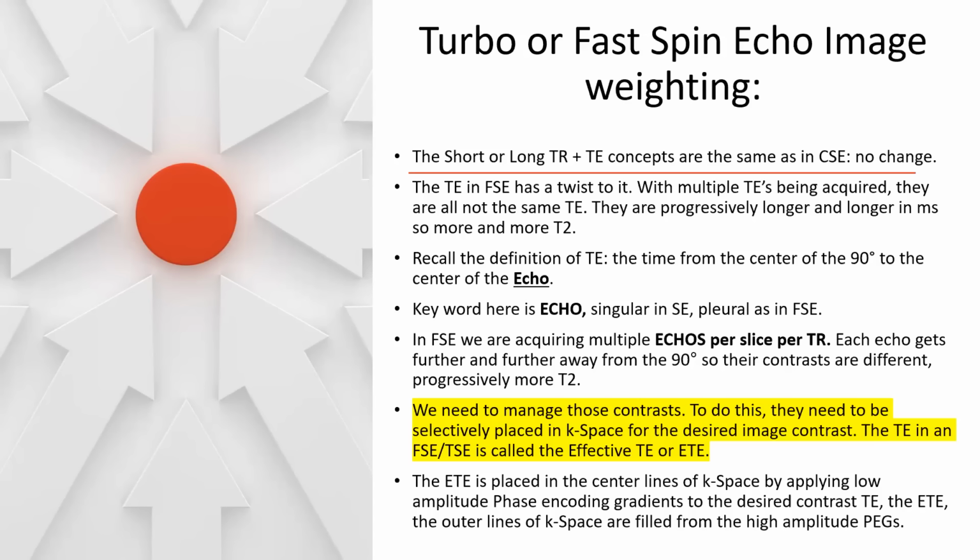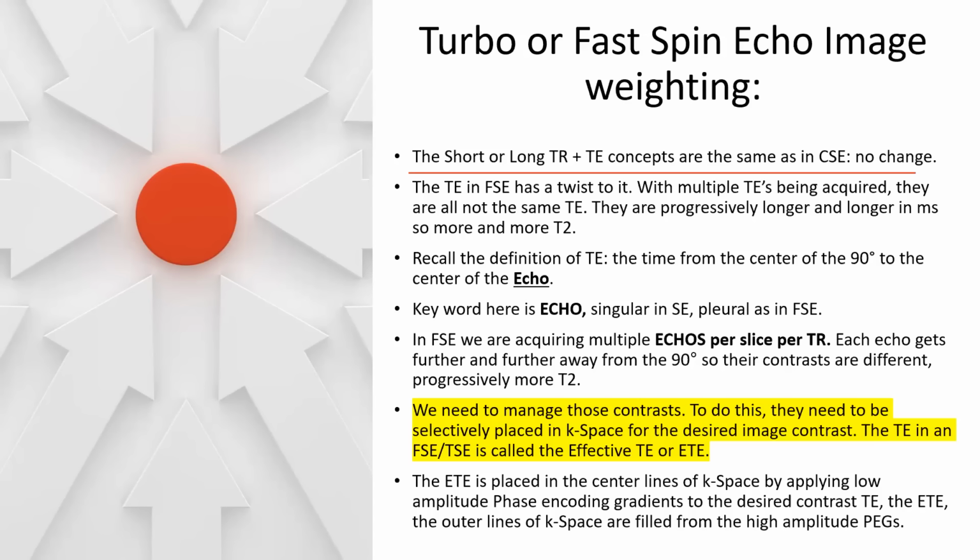But when you start adding in all these echoes, now we've got multiple contrasts, right? Because as the TE gets longer, fluid's going to get brighter. So you can't put T2 contrast into a T1 K-space. You're going to start causing contrast differences, okay? So we're getting multiple echoes per TR. We need to manage those contrasts. I got that highlighted in yellow. We need to manage those multiple contrasts that are coming in per TR. So we need to selectively place them in K-space for our desired contrast.